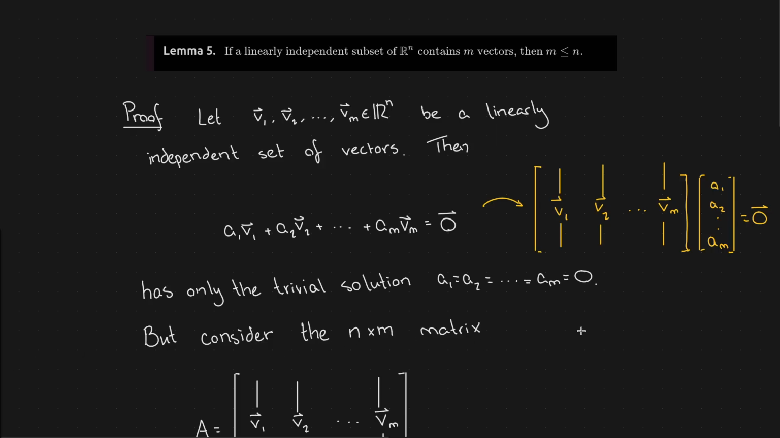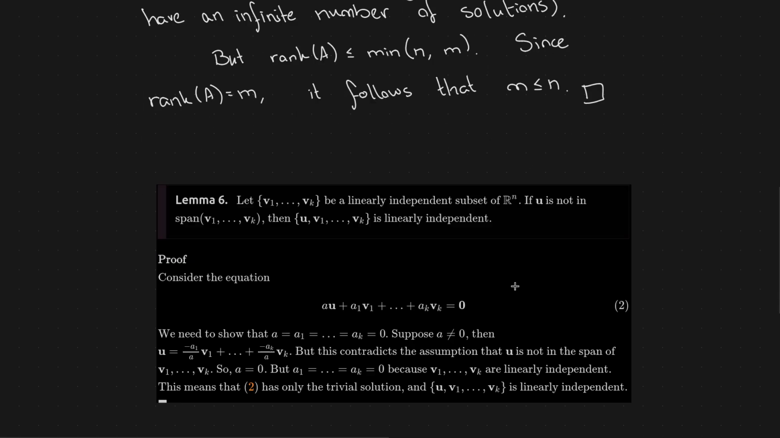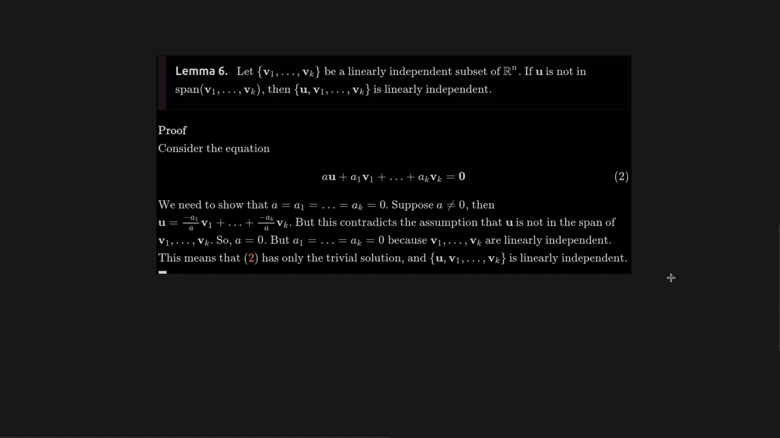All right, and let's consider another lemma. Again, this lemma is going to help us prove the big theorem we have. So let v1 to vk be a linearly independent subset of Rn. And then we take another vector u that is not in the span of v1 to vk. So it's not already in the span. Then if we add u to v1 to vk, that new set with the extra vector is also linearly independent.